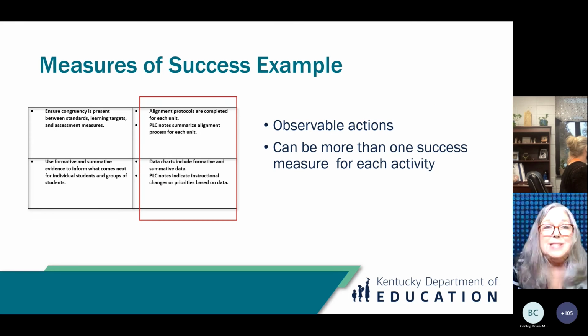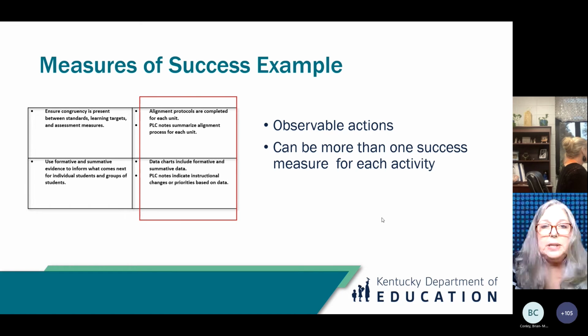And then this is different. Oh, I'm sorry. We're going to look at the examples. I rushed ahead, Ruth, sorry. The observable actions. Again, there can be more than one success measure. So if you see the example, ensure congruency is present between the standards, their learning targets, and the assessment measures. Do we have alignment protocols that are completed for each unit? That's something that we can see. It's an action piece that we can actually look at. PLC notes summarize alignment process for each unit. So there's things that we can actually determine into seeing.